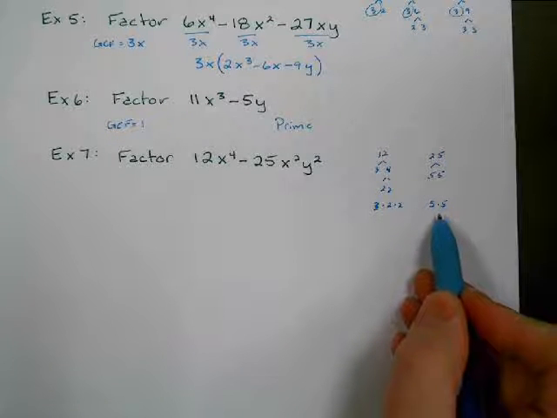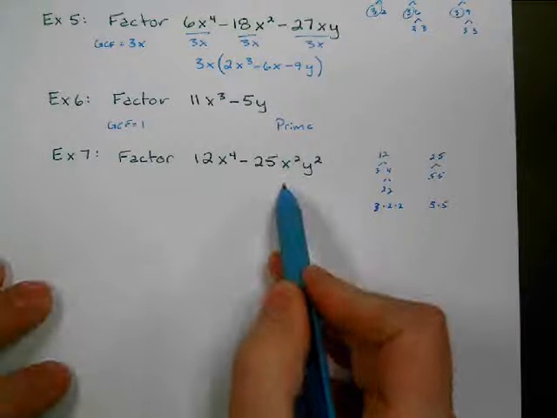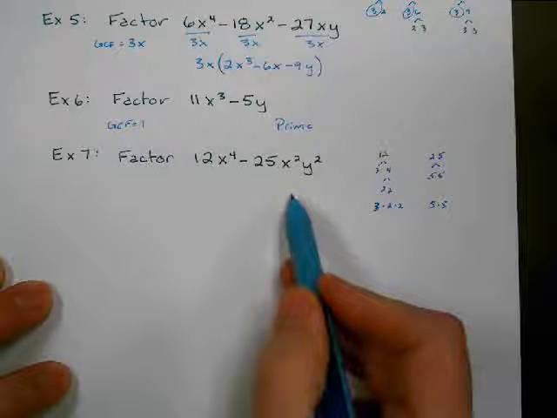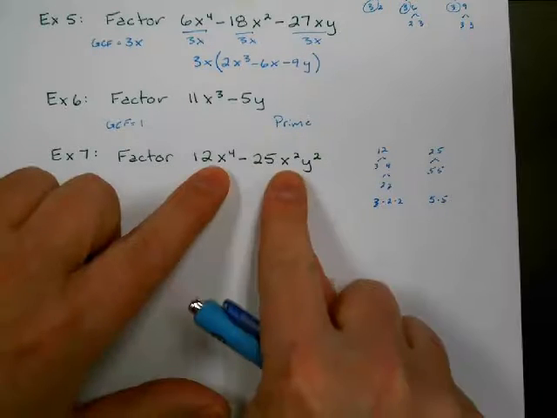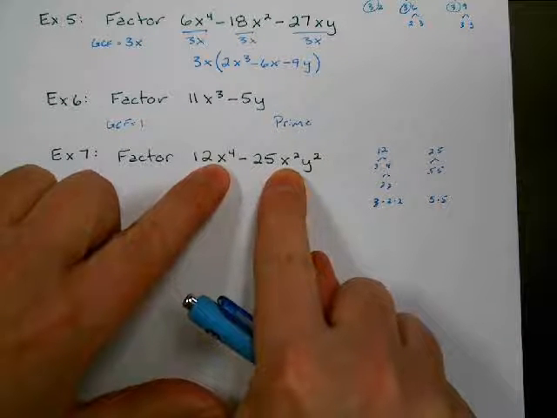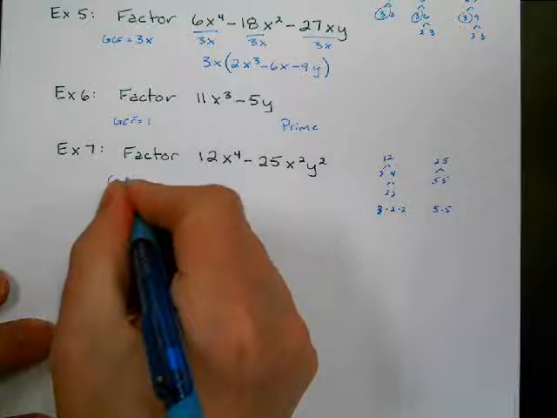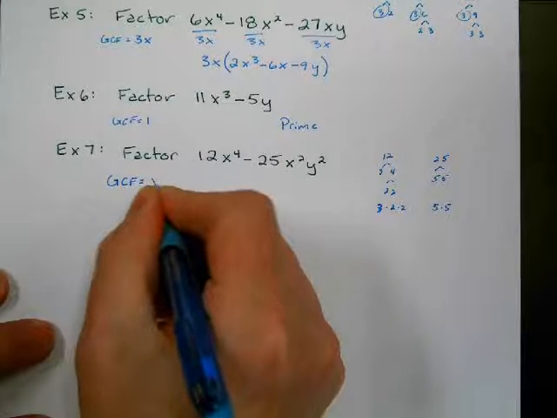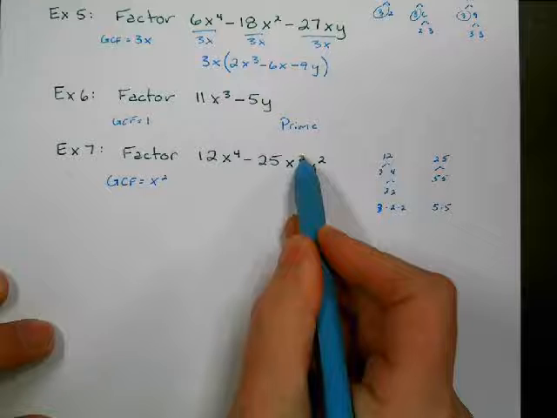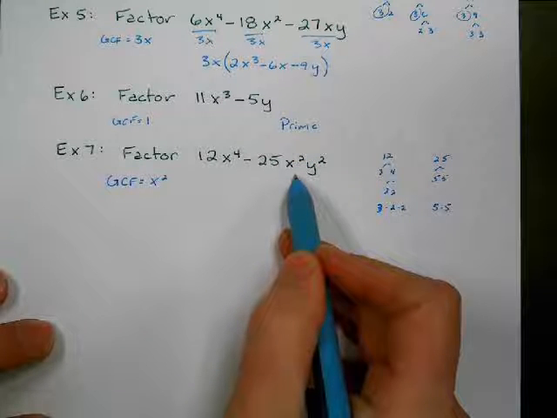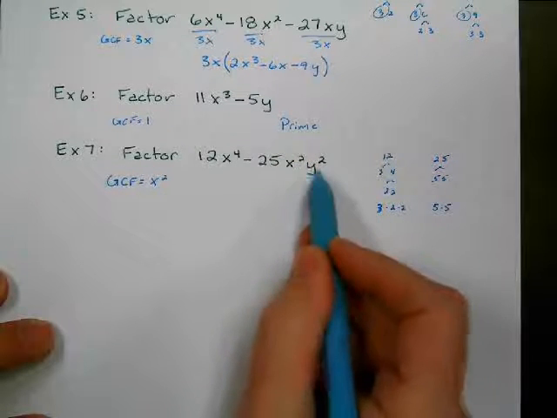So you might be tempted to say, oh, it's prime, because they don't have anything in common. Well, the coefficients don't have anything in common, but look, they both have x's. So the GCF in this one is going to be x squared, because this one has 4 x's, this one has 2. So the most x's they have in common is 2 of them. And then this is the only one to have y's, so they don't have y's in common. Okay, so that's step 1.